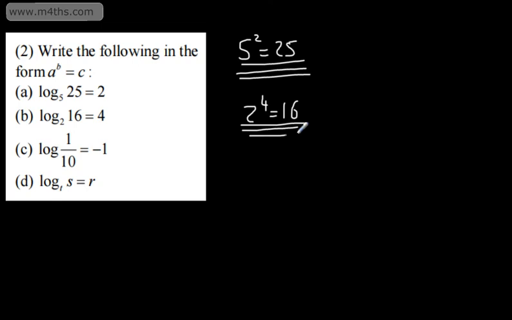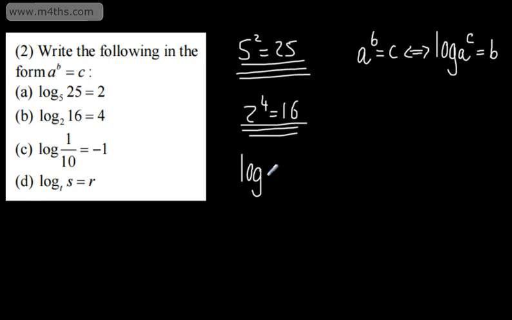On the next one, all we're doing is just writing it. Remember, if we have a to the power of b is equal to c, that is the exponential. The logarithmic statement is log to the base a of c is equal to b. So this one now we can say, remember this is going to be log to the base 10 of 1 over 10 is equal to negative 1. So we'd write this now as 10 to the negative 1 is equal to 1 over 10. So I'm just writing now the exponential equivalent.